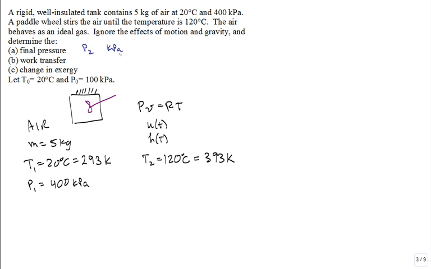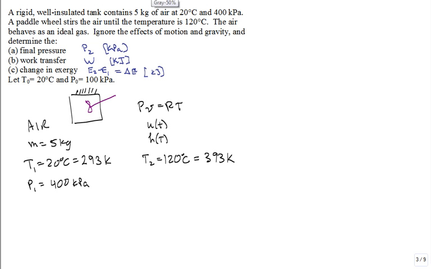What symbol do you think you want to use for the work transfer during this process from initial state 1 to final state 2? W, units of kilojoule. And then the change in the exergy. Well, because they give us the mass, it's not the change in the lowercase e, but the uppercase E for exergy. So it's going to be E2 minus E1, or delta E. And what are the units on that? Kilojoules. Very good.